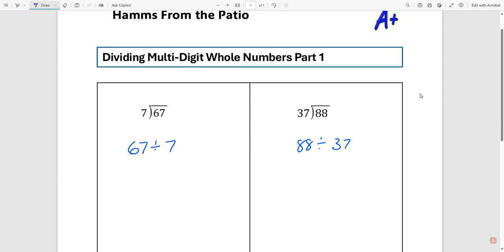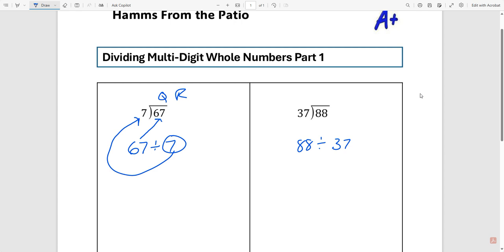And we want to use the process of long division. The 67 is the dividend. That's what's being broken up. We're dividing, or breaking, 67 up into 7 parts. And 7 is the divisor. And our answer would be the quotient. I'll put a Q for that. And if there's anything left over, that would be the remainder.